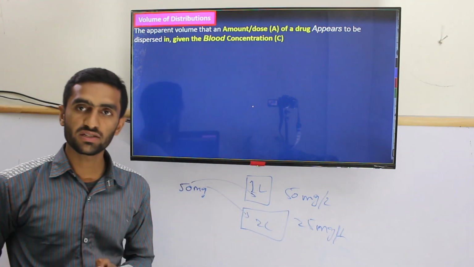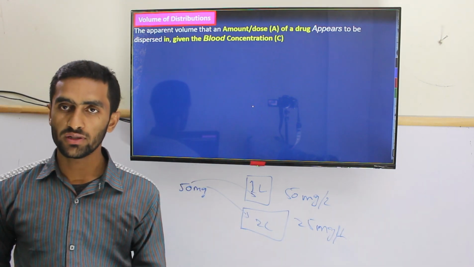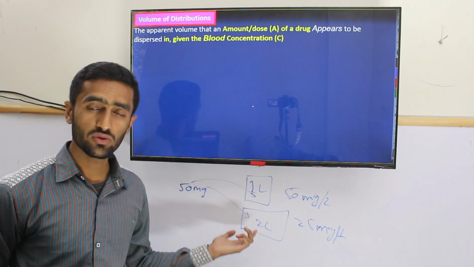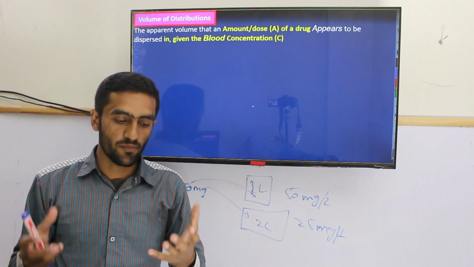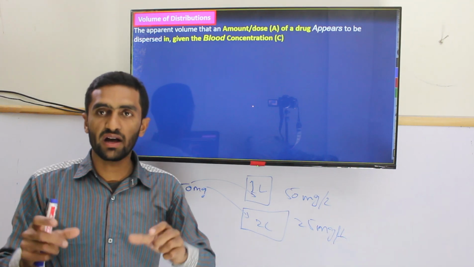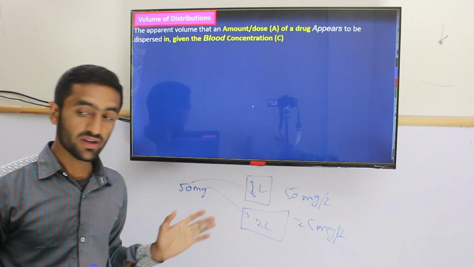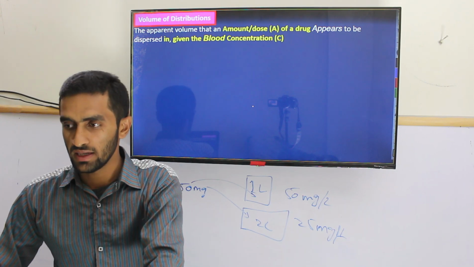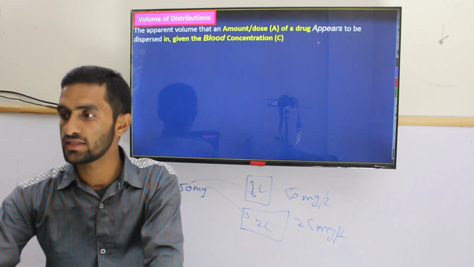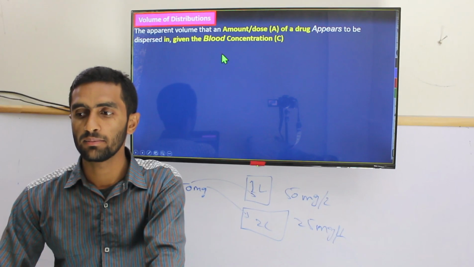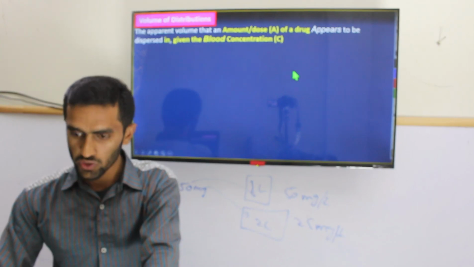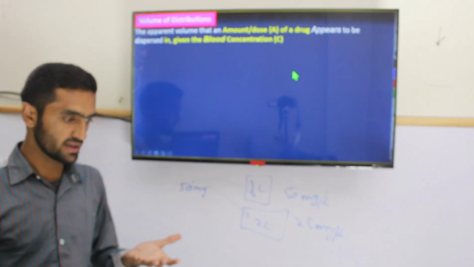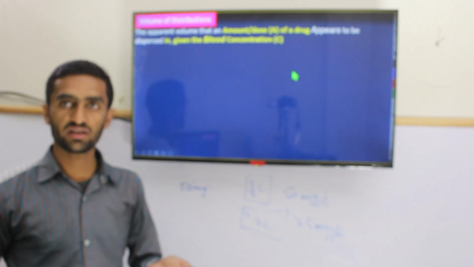Because your drug is also going to distribute into the blood volume, this volume here is 2 liters. So we need to think about what the volume is where our drug has to go. That's why this is an apparent volume: the amount or dose of drug that is going to appear in the blood concentration. So what are the spaces where the drug can go?